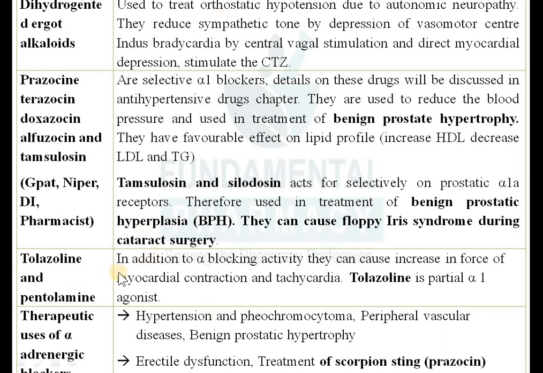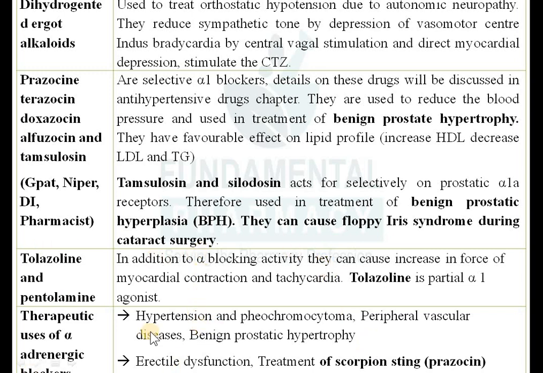Tolazoline and phentolamine. In addition to alpha blocking activity, they can cause an increase in the force of myocardial contraction and tachycardia. Tolazoline is a partial alpha 1 agonist. They are non-selective, tolazoline and phentolamine. Therapeutic uses of alpha blockers: what are the uses of all the alpha blockers?